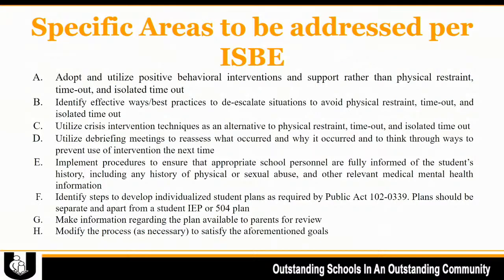I'll just very quickly run through these. We're using positive behavior interventions and supports rather than more restrictive interventions. We are identifying ways to de-escalate situations to avoid the use of RTO. We utilize crisis intervention debriefing meetings after crisis events to look at what occurred. We make sure that school personnel working with students are fully informed of a student's history, including any history of physical or sexual abuse or other relevant medical or mental health information, with those staff that have a legitimate educational need to know. And then the last three are a little bit newer.